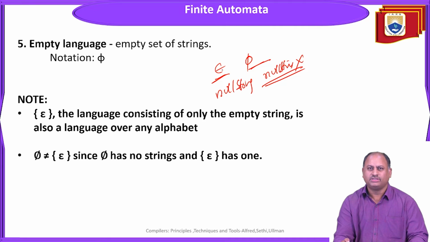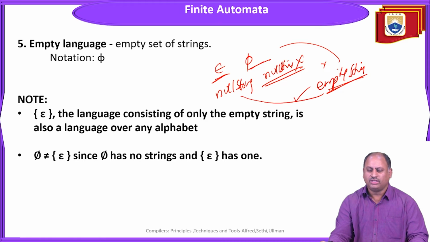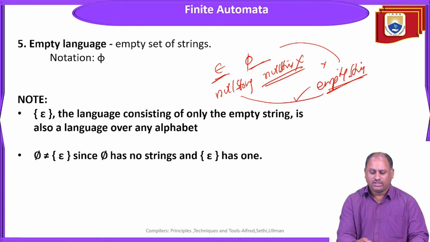Epsilon means the null string. That means it is an empty string. Epsilon is called an empty string. That means the string is available, but that string is called the empty string. In the case of phi, this empty string is also not available. But in the case of the null string, the empty string may be there. That's why these are not equivalent. Generally, it is denoted by the empty string.